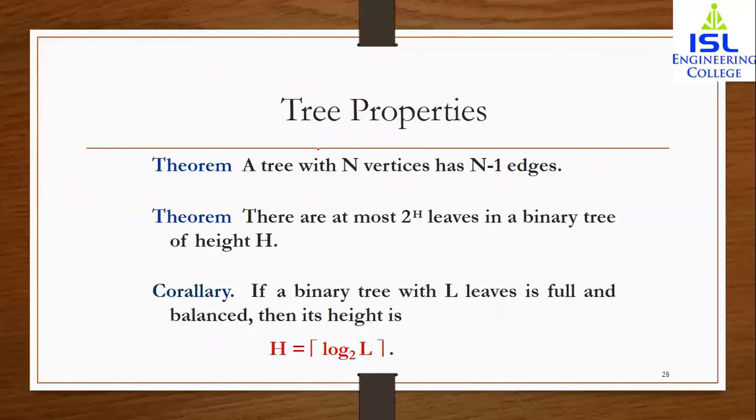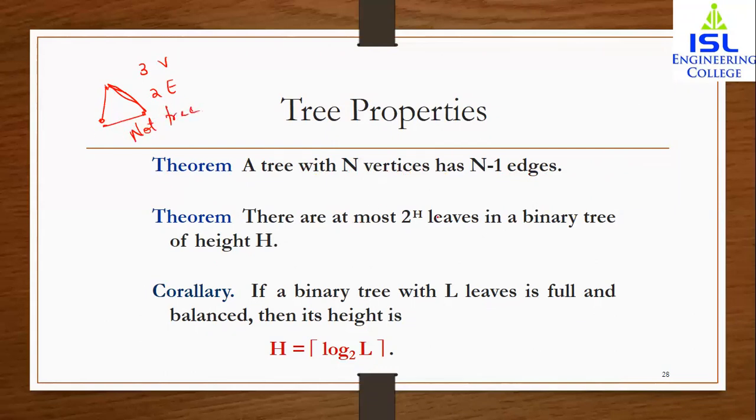Then next we have properties of a tree. A tree with n vertices has n minus 1 edges. So if you have, suppose, 3 vertices, 1, 2, 3, then it is a tree and it has 2 edges. So 3 vertices and 2 edges. If I take a third edge, it will not be a tree. If there are 3 edges and 3 vertices, then it is not a tree, it is becoming a cycle.